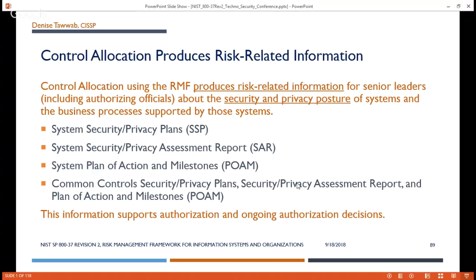So when you're done with the risk management framework, you put together an authorization package that supports the authorization decision and includes all the information that a senior manager would need to know to really understand the risk posture and what's going on within the system.